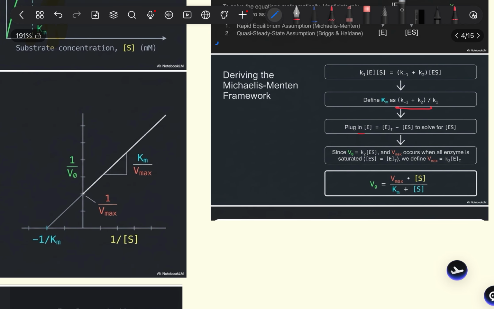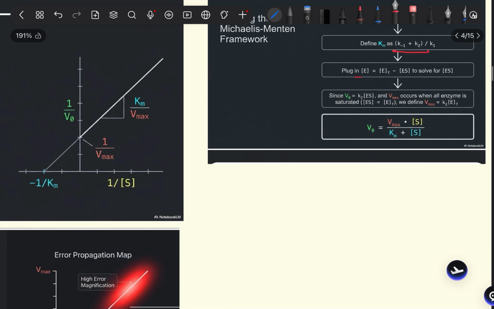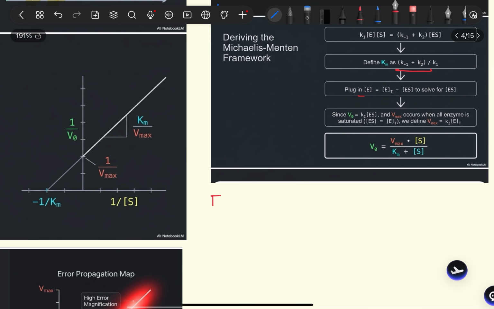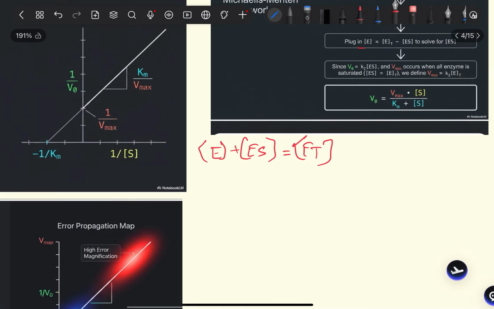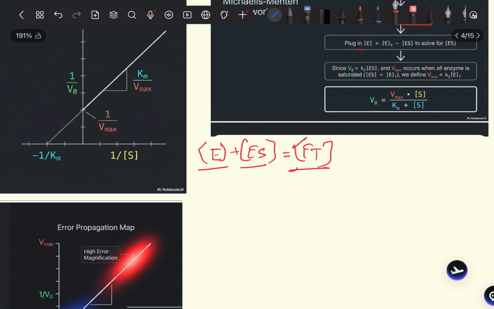Now, how we derive it, it's pretty simple. Let's go through this once. So the total enzyme, can I say this? You can add these concentration brackets, pretty important. Why? Because whatever free enzyme, whatever substrate-bound enzyme, that would be the total enzyme. So if I want to find E, it would be ET minus ES.